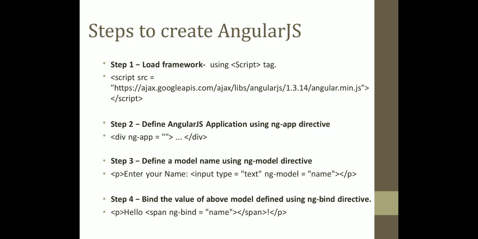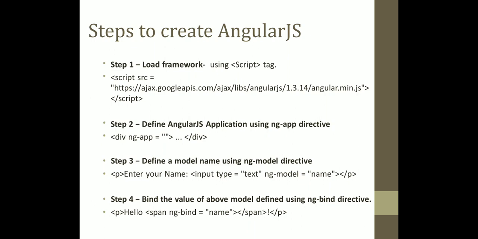So div ng-app will be holding the Angular app, that is the ng-app directive. Step 3, define a model name using ng-model directive. Then how to use that ng-model directive, we'll see. There is one paragraph started with the p tag. P, enter your name and input type is text plus the next attribute is ng-model. And you have to specify the name. So here you can specify the ng-model directive name.